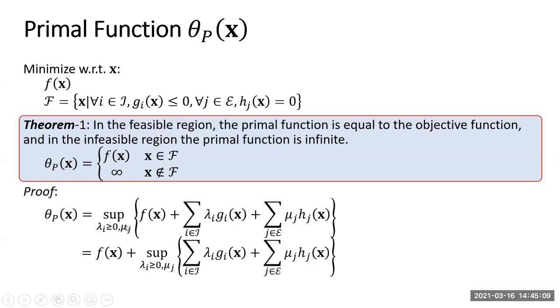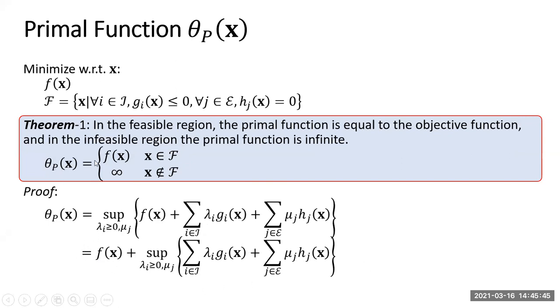So this is the definition. And then, when we are maximizing with respect to lambda and mu, this term f(x) is independent of lambda and mu, correct? So we bring it outside this supremum operation. So theta p of x is therefore equal to f(x) plus supremum of this summation lambda i g i of x plus summation mu j h j of x. So what does this statement mean in terms of this?